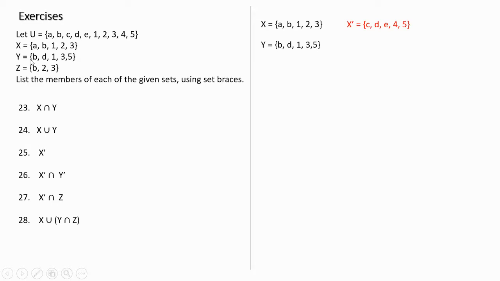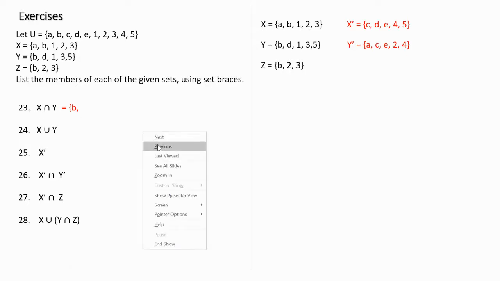Same thing with set Y. Set Y is B, D, 1, 3, 5. So the complement of Y, or not Y, is not B, not D, not 1, not 3, not 5 from the universal set. So A, C, E, 2, 4 are left. Z is B, 2, and 3. Since I'm not doing the complement of Z here, I don't use the complement of Z. So number 23. Okay, let me go back a little bit.